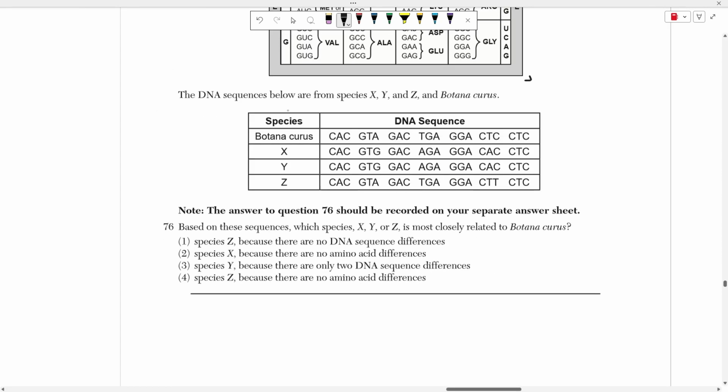And over here, they tell us that Botanicurus has this sort of DNA sequence, and then all these other species have different DNA sequences. So when we want to check for relation, or if someone's closely related to someone, we're going to see how similar their DNA is. Why? Well, DNA is this master blueprint for everything. The way you are is because of your DNA.